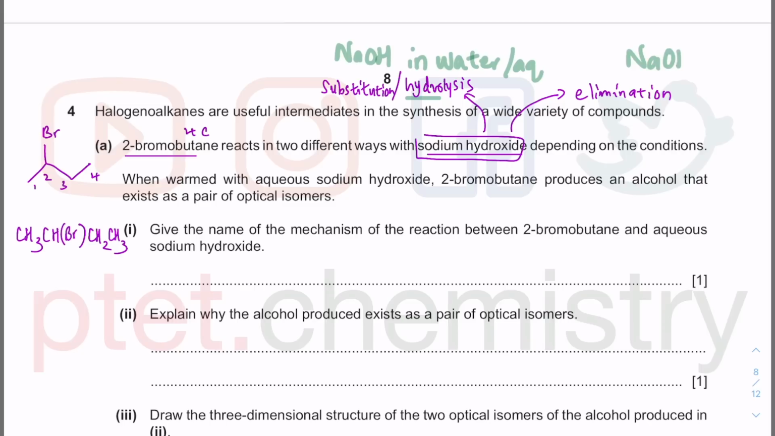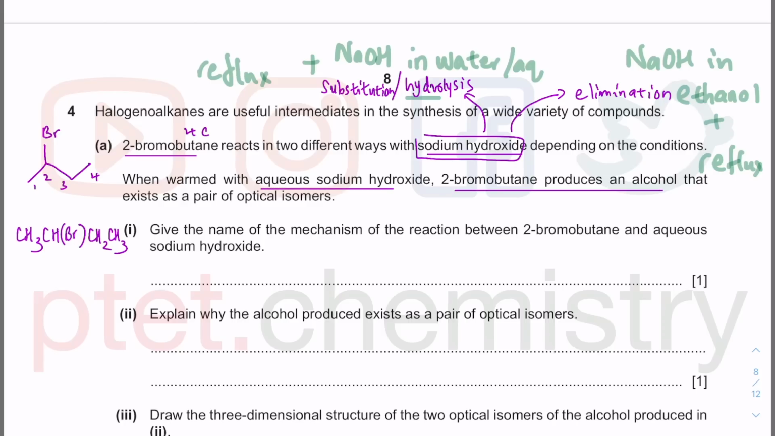For elimination, you need NaOH in ethanol. Both of them need reflux as well for your heat. So it's just the choice of your solvent: water, because you're doing hydrolysis of the halogenoalkane, or ethanol if you want to favor elimination there. So here, when you warm it with aqueous sodium hydroxide, you get an alcohol that can exist as a pair of optical isomers. So these are the enantiomers, the non-superimposable mirror images of each other.